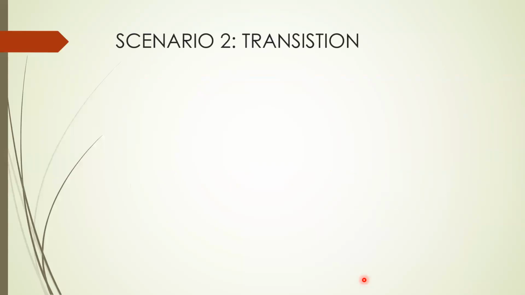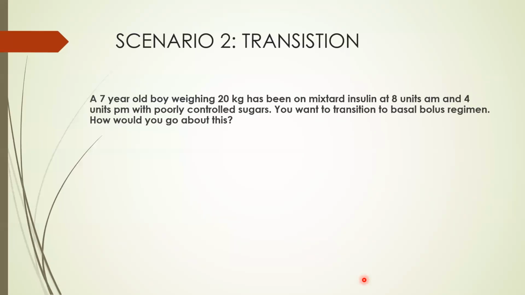Now, this is scenario 2, transition. We have now talked about initiation. What about transition? You are convinced that this child cannot be on premix insulin. So how are you going to move from mixed to basal bolus? So let's look at this case. A 7-year-old boy weighing 20 kilos has been on mixed insulin at 8 units AM and 4 units PM with poorly controlled sugars. You want to transition to a basal bolus regimen. How would you go about this?